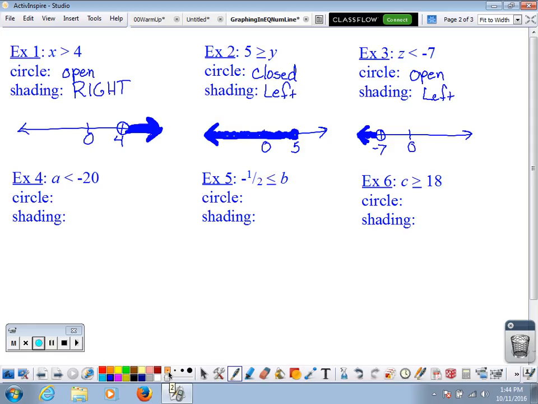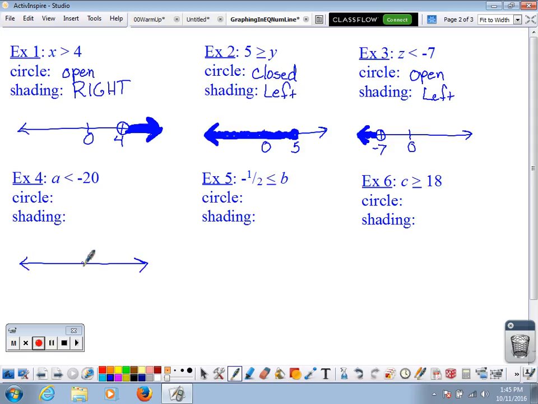So z is less than negative 7. I have an open circle at negative 7, and I shade to the left. Okay? Let's do one more. So I've got a is less than negative 20.